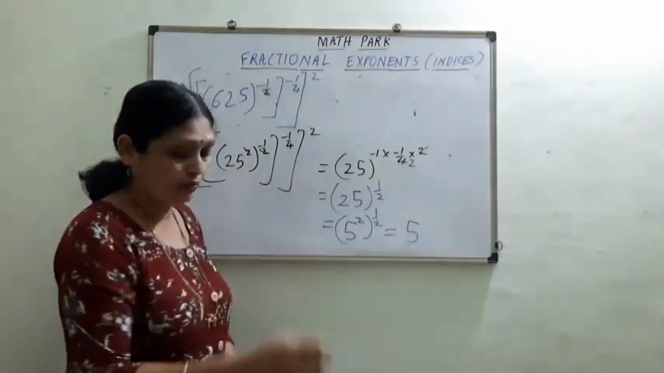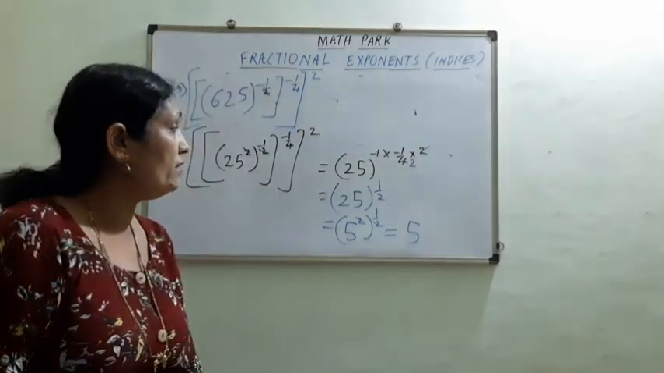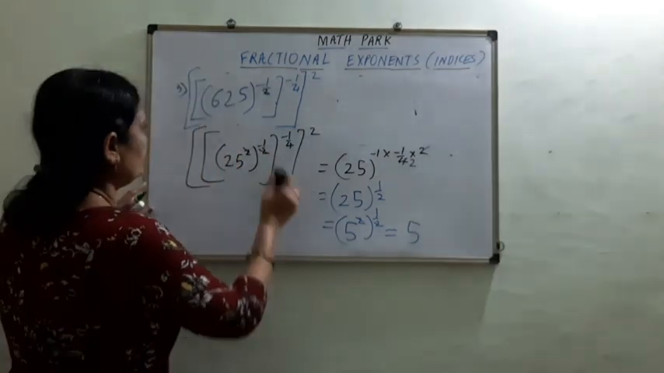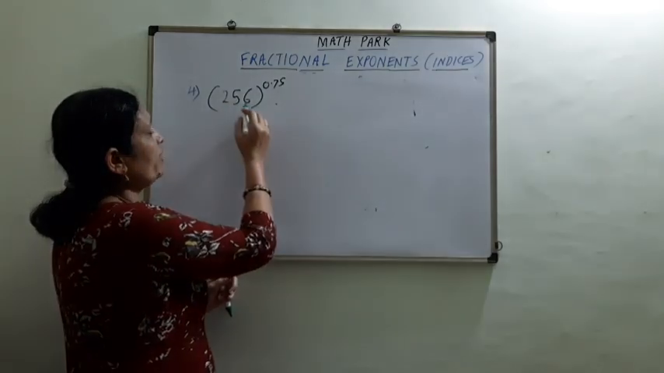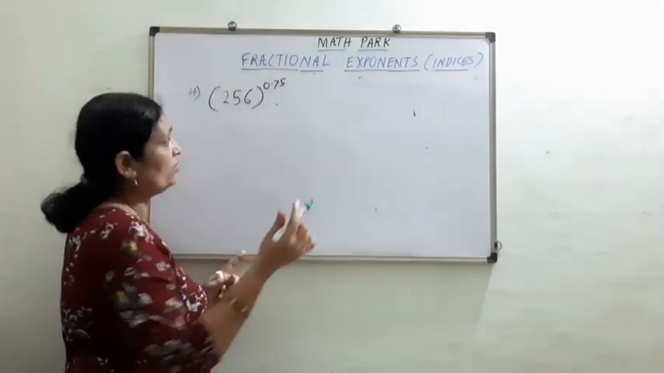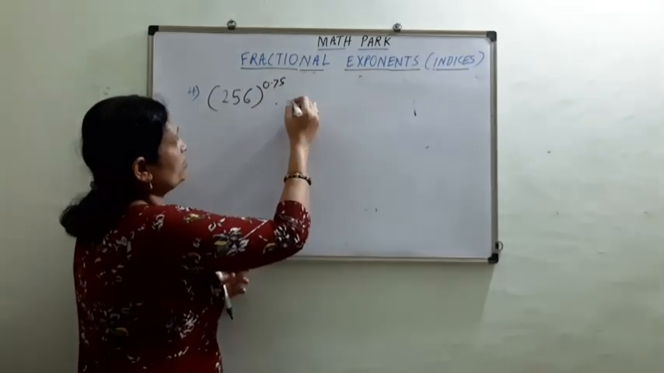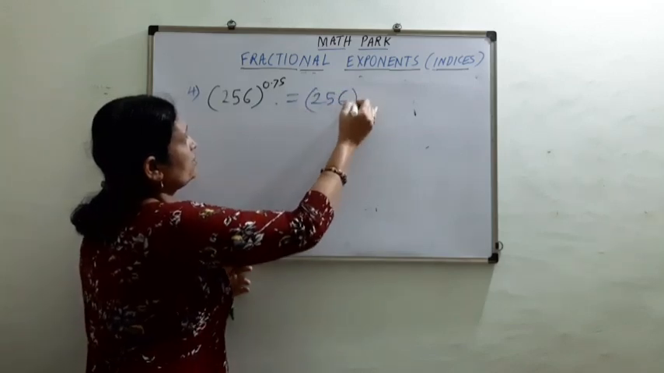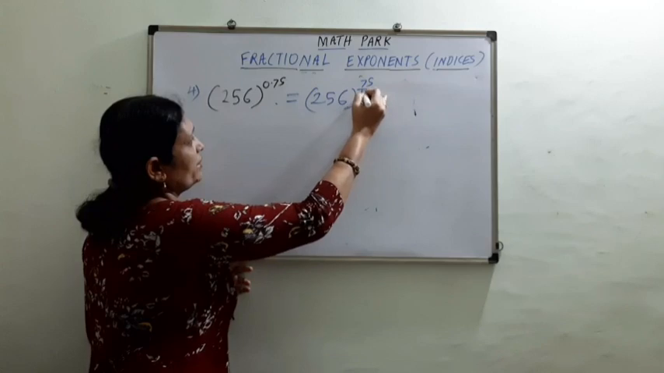Now let us take one more question. Easy again, a fractional index. So let us take another question. Okay, one more question, children. 256 raised to 0.75. Now we know how to convert decimal to fraction. So we can first write this as a fractional exponent. So 256 raised to 75 by 100.